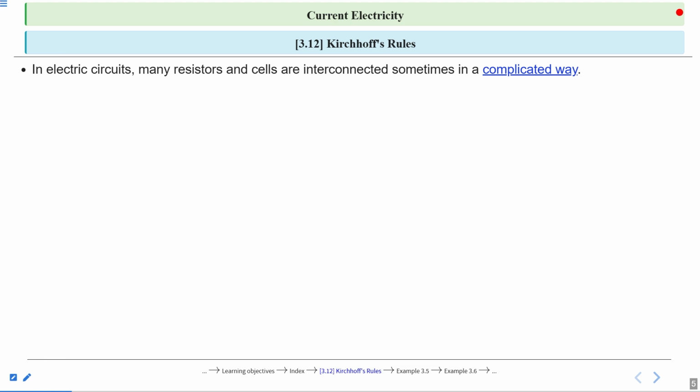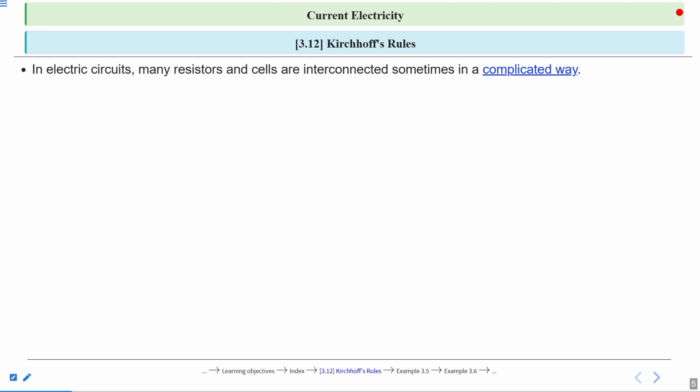In electrical circuits, many resistors and cells are interconnected, sometimes in a complicated way. We have discussed the series and parallel combinations. That is a simple combination: we can find whether resistors are connected in series or parallel, and applying the formula for series and parallel combination, we can find the equivalent resistance. But some electrical circuits are very complicated. You cannot determine whether they are connected in parallel or series.